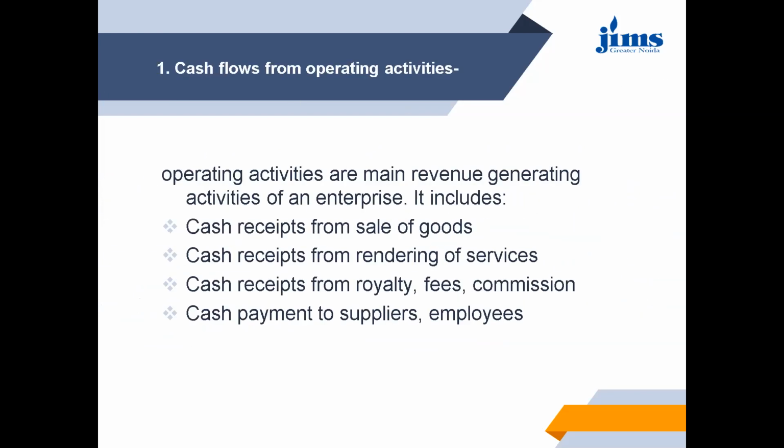So operating activities will include all those activities which are related to main revenue generating activities of a company, like cash receipts from selling of goods or rendering the services, or from royalty, any fees, commission. And if we talk about payments, then major activities are payment to suppliers or employees.